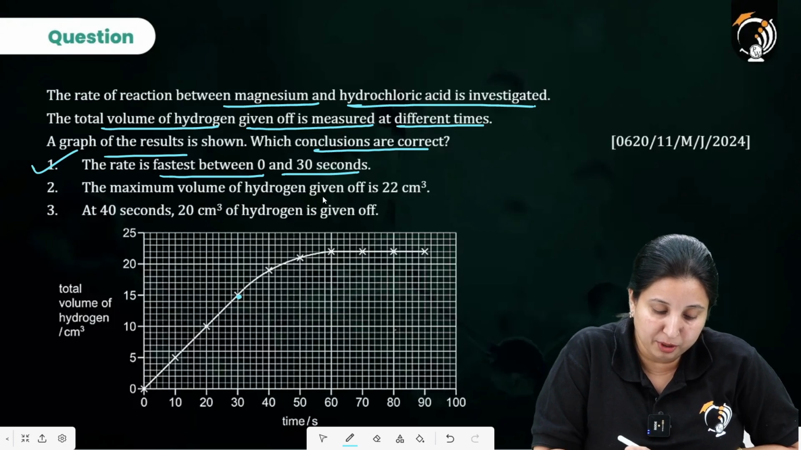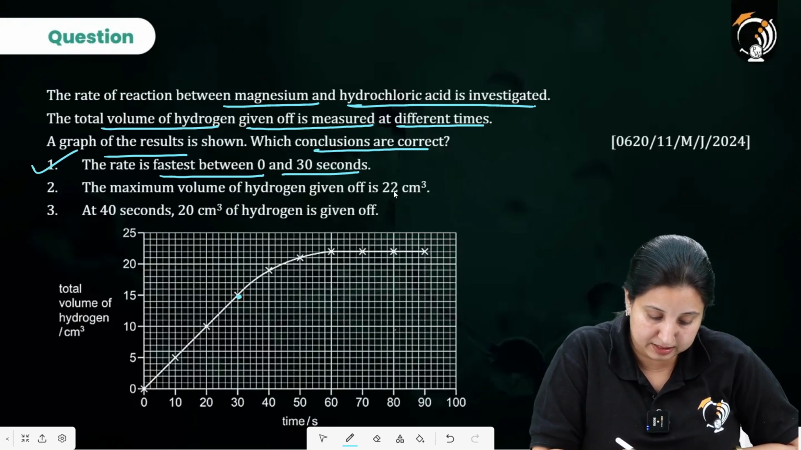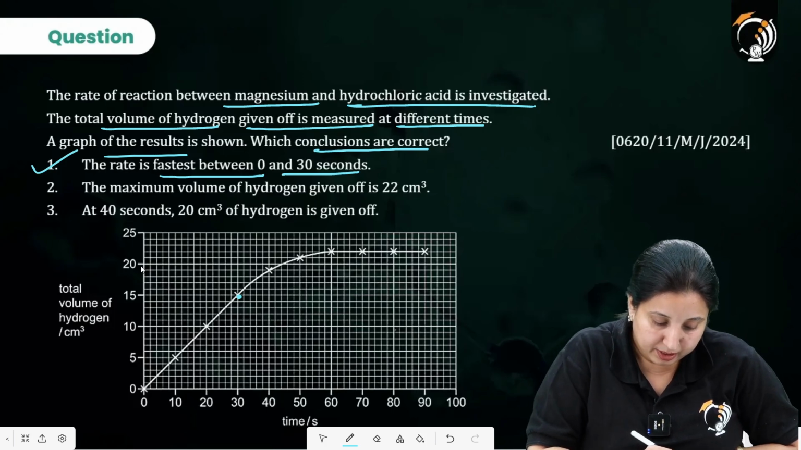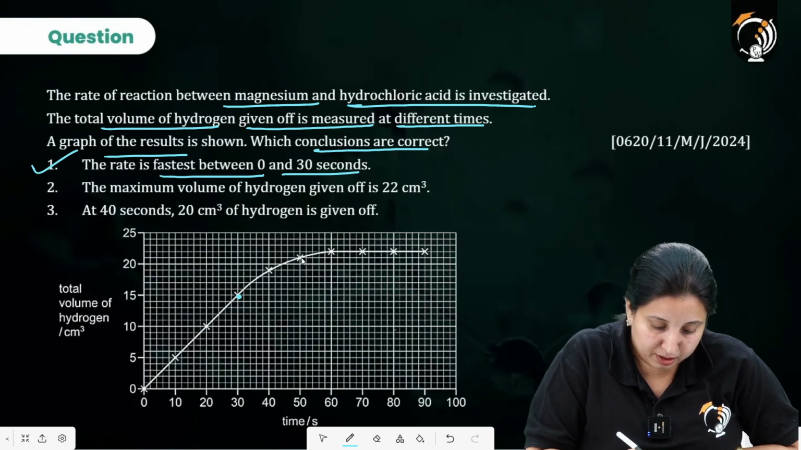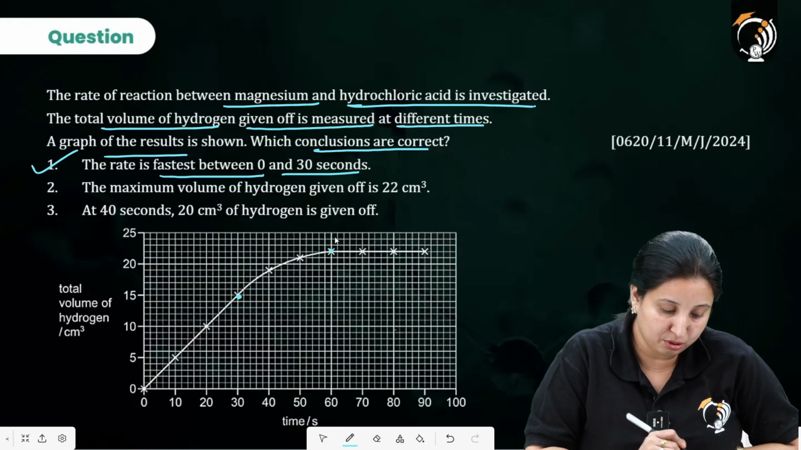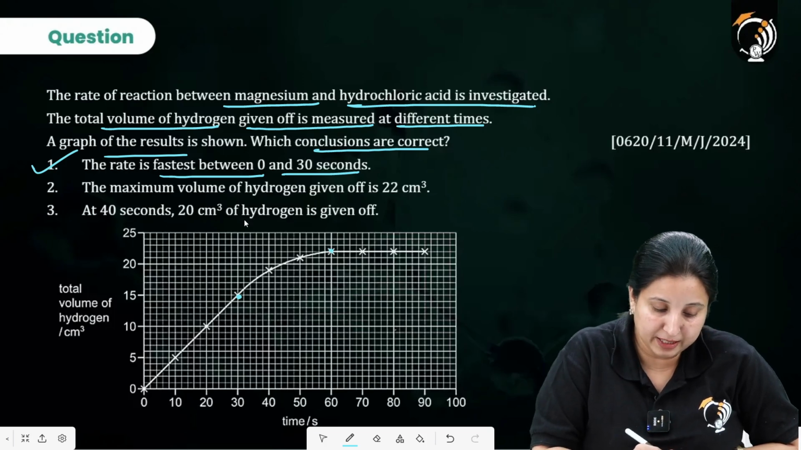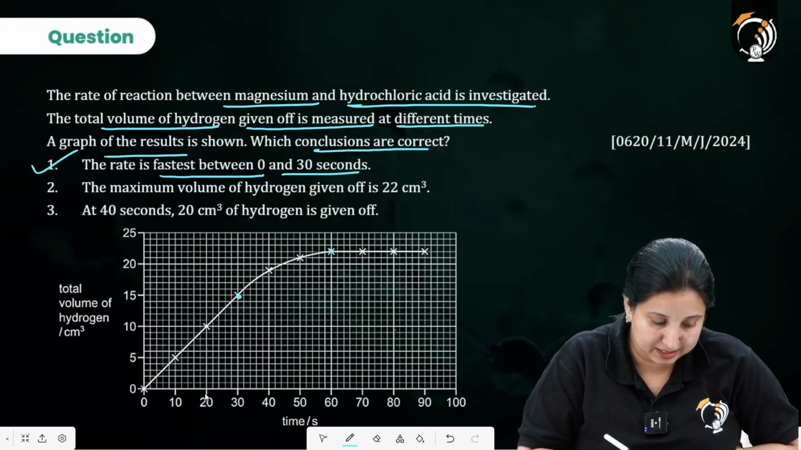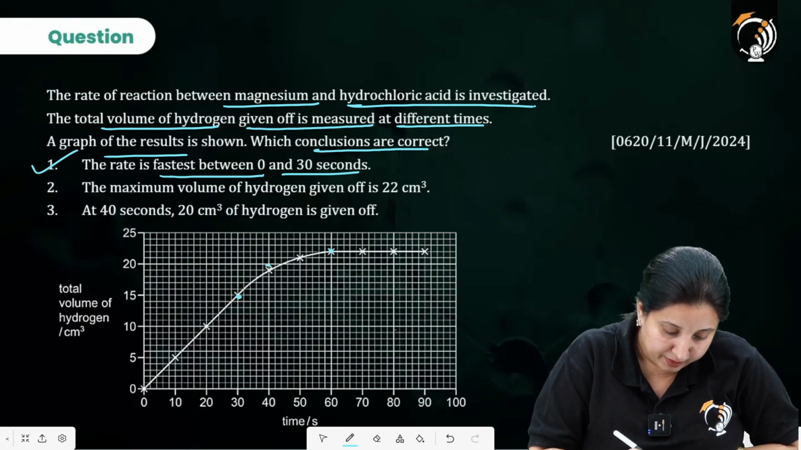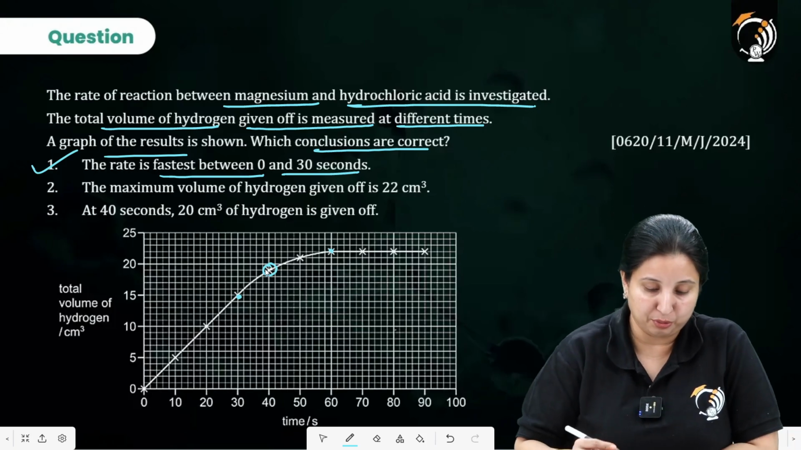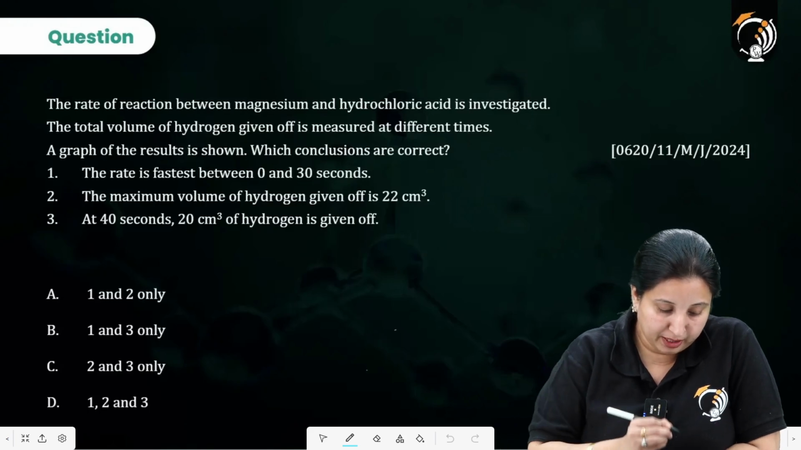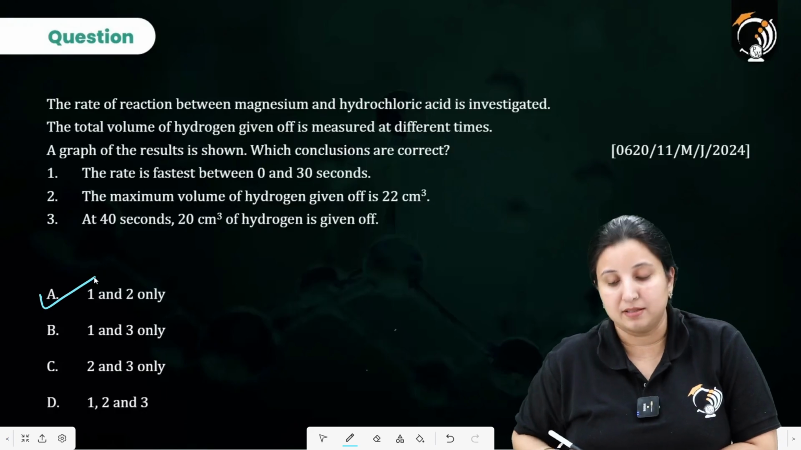The maximum volume of hydrogen given off is 22 centimeter cube. So if I look over here, then 20, 21, 22. Yes, this is also over here. Then at 40 seconds, 20 centimeter cube of hydrogen is given off. So 40 seconds I am having, and at 40 seconds if I look, this is lower than the 20 centimeter cube. So basically over here, if I look, then my statement 1 and 2 is going to be the answer, not the third one.